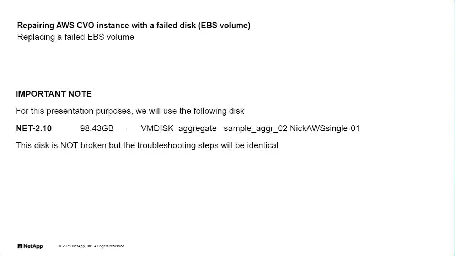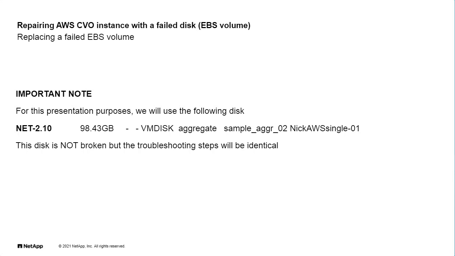One thing I want to note prior to starting is that for this webinar today, I will be using a random disk, in this case an NET210. So that disk is not broken. AWS makes it really hard for their end user to break a disk on purpose, so I could not break the disk myself. So I just picked a random disk in my lab. But at the end of the day, the troubleshooting steps will be identical. So all the things that you will see today will apply to a broken disk.